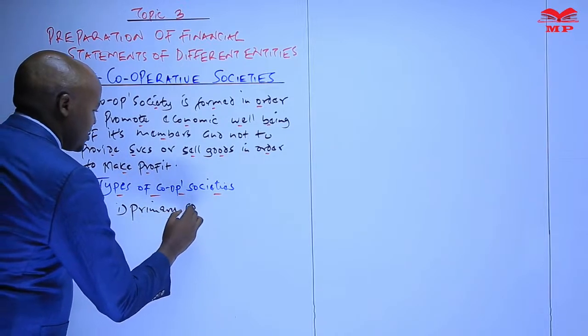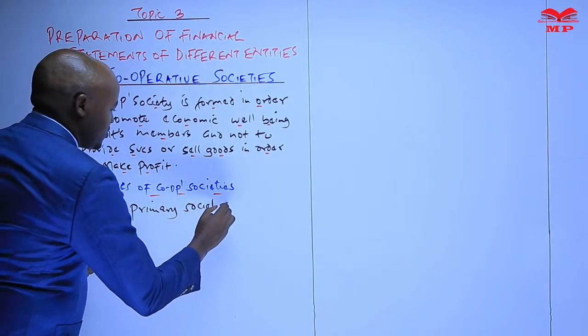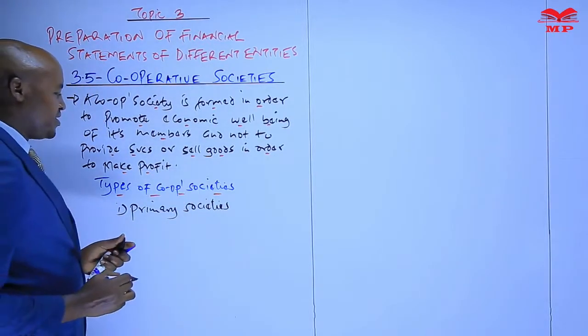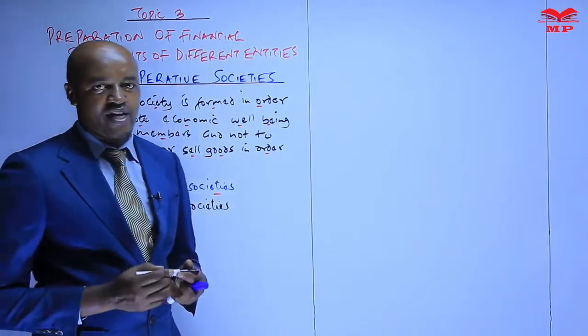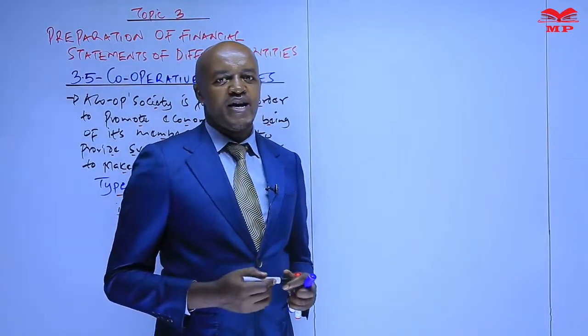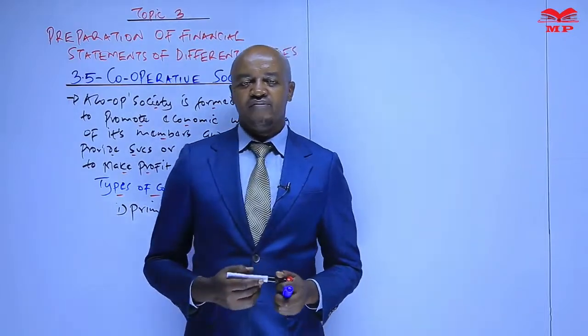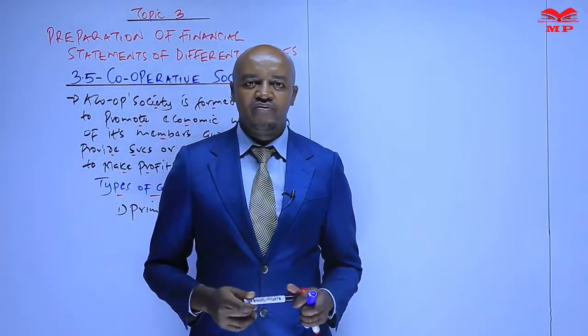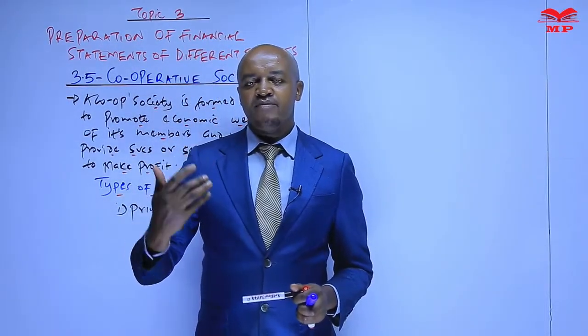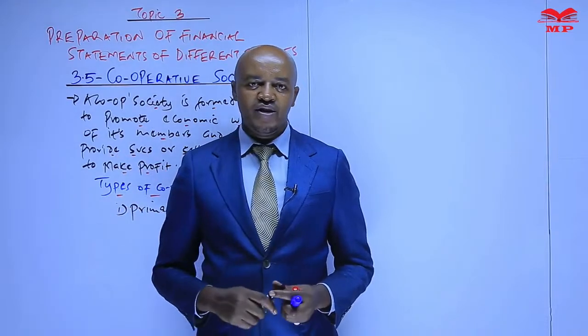A primary society. When we talk about the primary society, this refers to any cooperative society which is formed by individual members. And according to the Cooperative Societies Act, for this particular cooperative society to be formed, it must be formed by a minimum of 10 qualified persons.